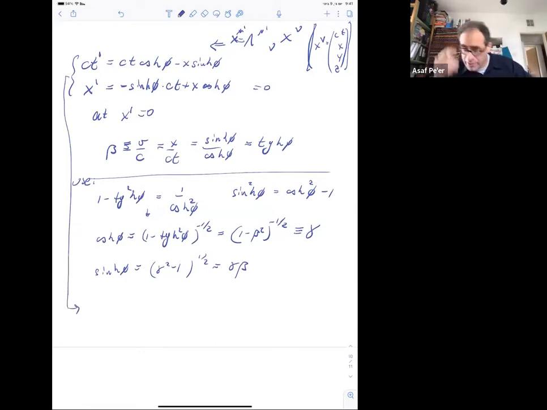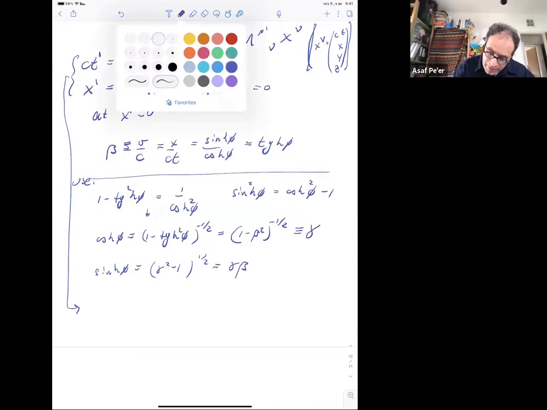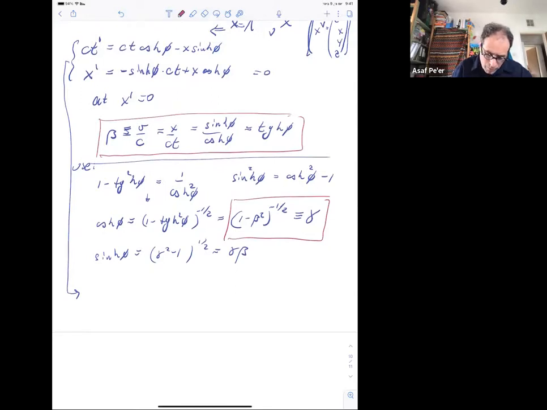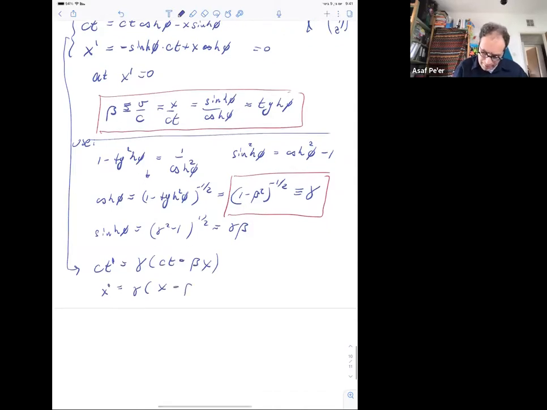So with these new definitions of gamma and beta, we simply have that CT prime is just gamma times CT minus beta x. And x prime is just gamma times x minus beta CT.